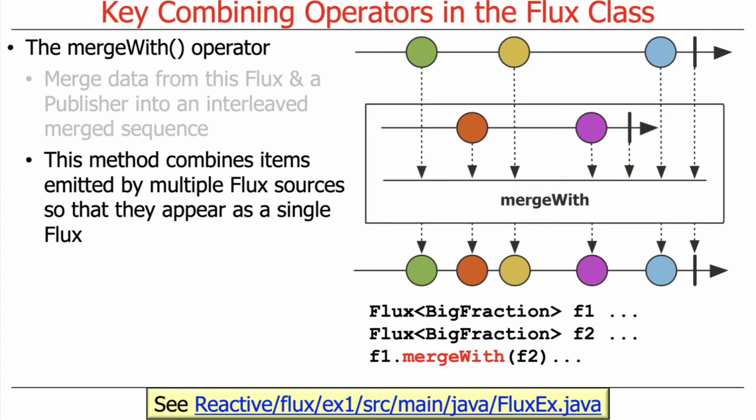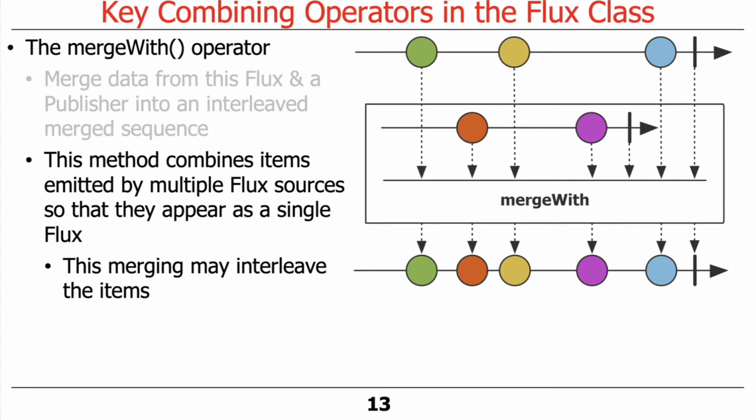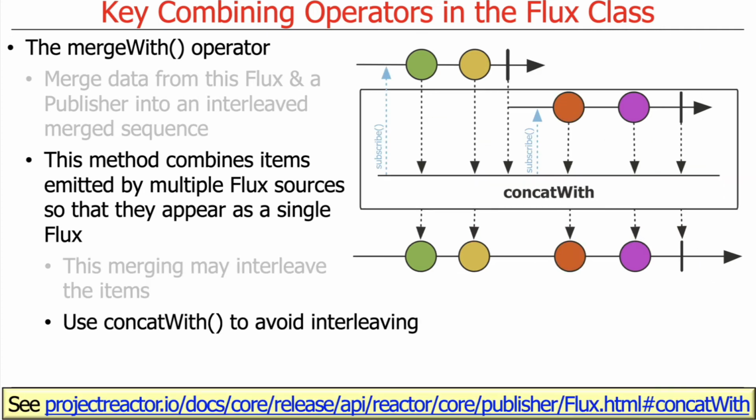You can see here that we have, let's say, 2 Fluxes, Flux F1 and Flux F2, which may have however many elements they have in them. And if we say F1.mergeWith(F2), that will merge them together. So the result, which we see down here, will contain all the various elements from the Fluxes that are merged. This merging may interleave the items. This particular marble diagram shows them merging the items, but they don't necessarily get merged. It depends on various factors. They may get concatenated depending on various factors.